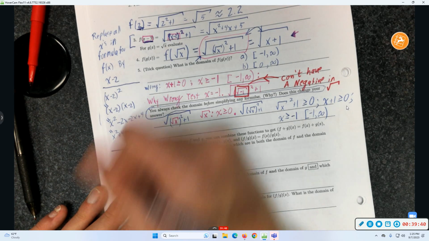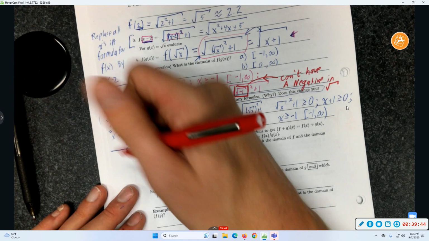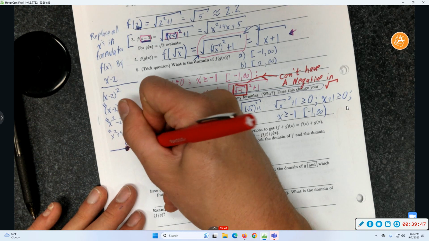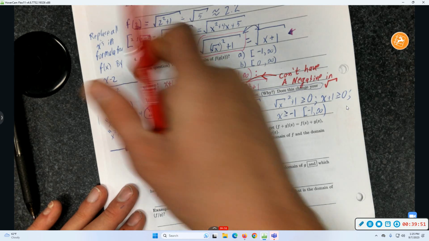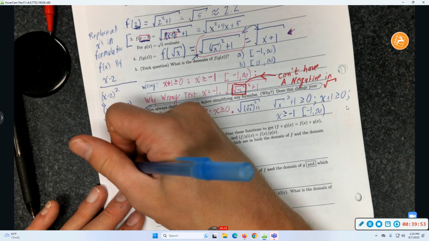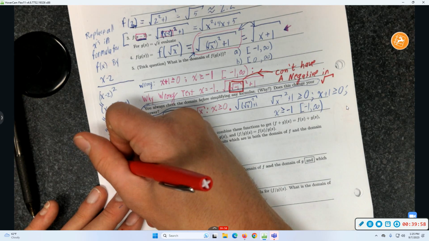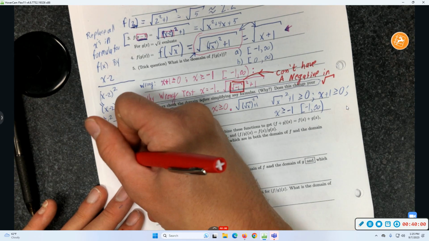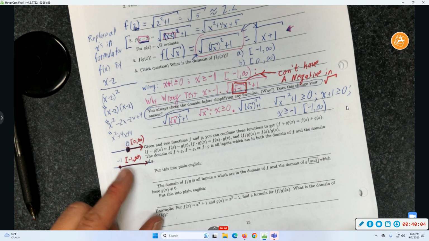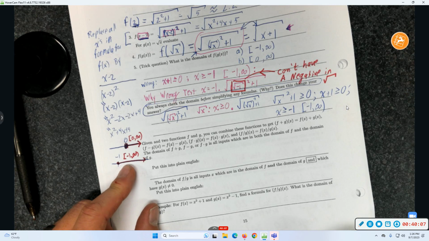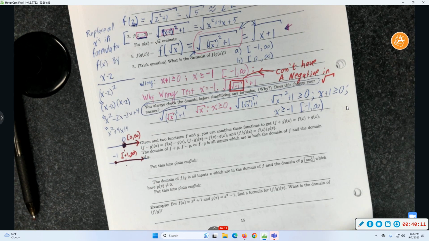So let's draw out this domain. I see 0 to infinity. I see also there's a negative 1 to infinity. And in order for this function to be defined, you need x values that lie in both of these intervals. And it looks like that's just everything from 0 to infinity.